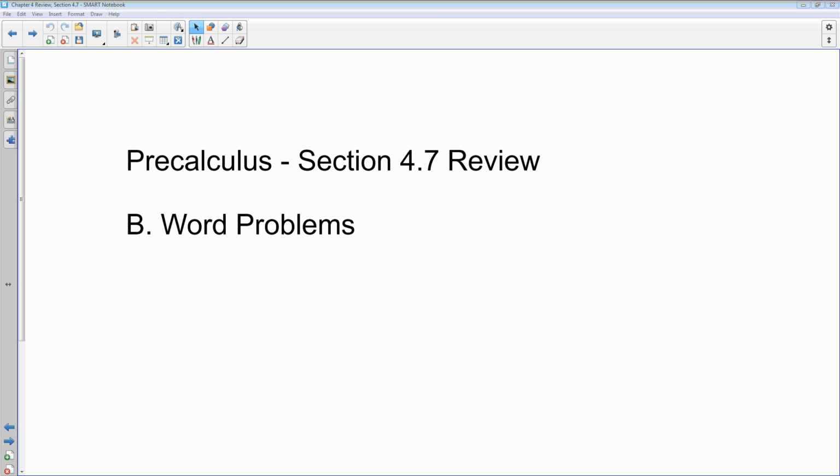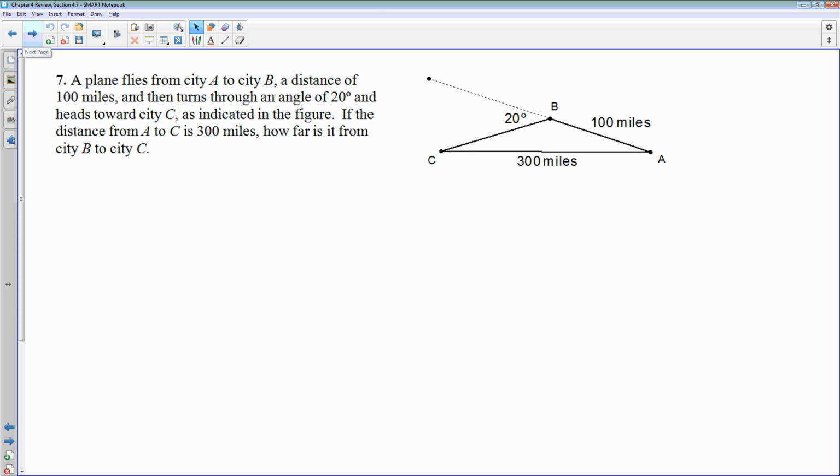Okay, section 2 of the review, the word problems. There are only 2 of them, but I do believe that the second one's going to get kind of cumbersome. The first one, not too bad. You just can't be intimidated by the words.